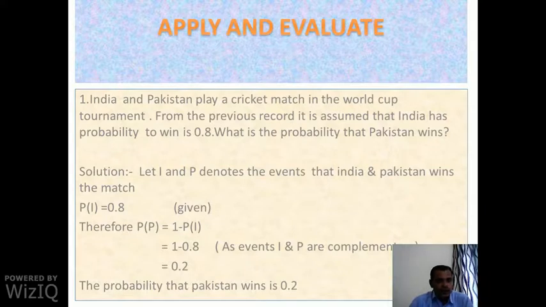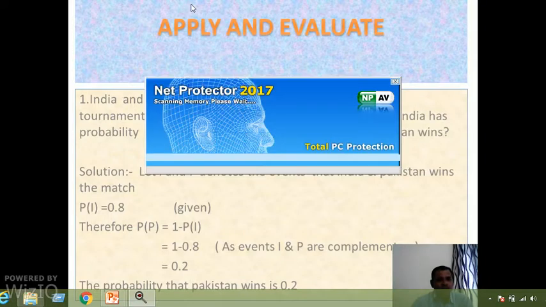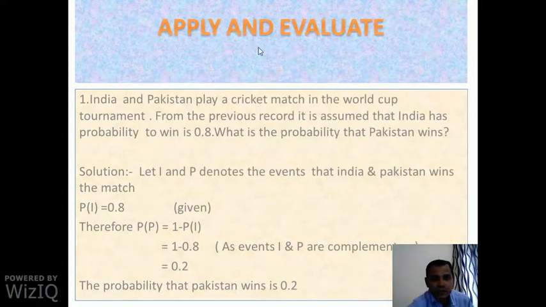Here is the solution. Let I and P denote the events that India and Pakistan win the match. P of I is 0.8, it is given. Therefore, P of P is equal to 1 minus P of I, that is 1 minus 0.8, as events I and P are complementary, and the probability is 0.2. So the probability that Pakistan wins is 0.2.